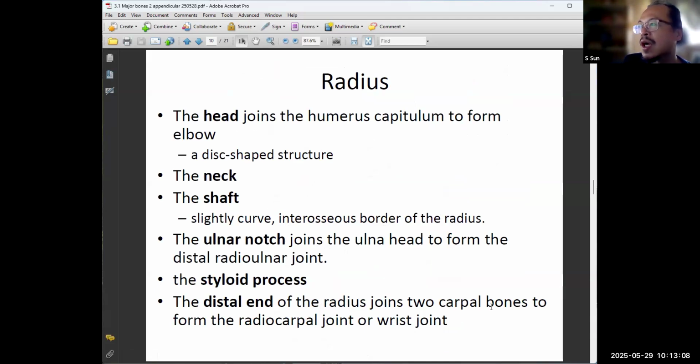The radius joins two carpal bones. Carpal bones are the hand bones, and two of them join with the radius to form the radiocarpal joint, which is the primary portion of our wrist joint. So if you look at the bones of your hand, the bone that has most of the contact with the carpals is the radius, not the ulna. The ulna almost does not touch the carpals, but the radius touches the carpals directly.